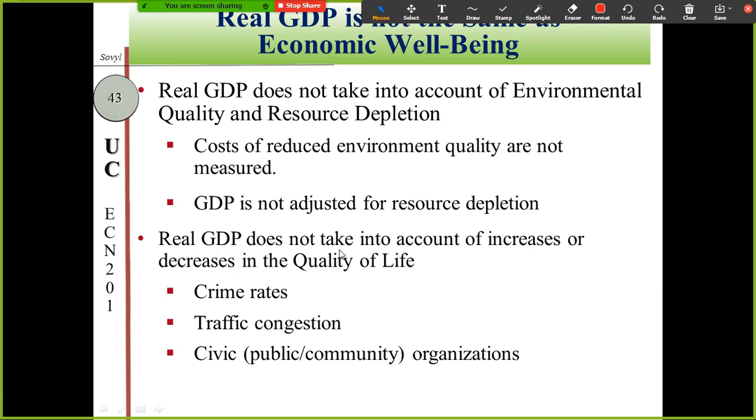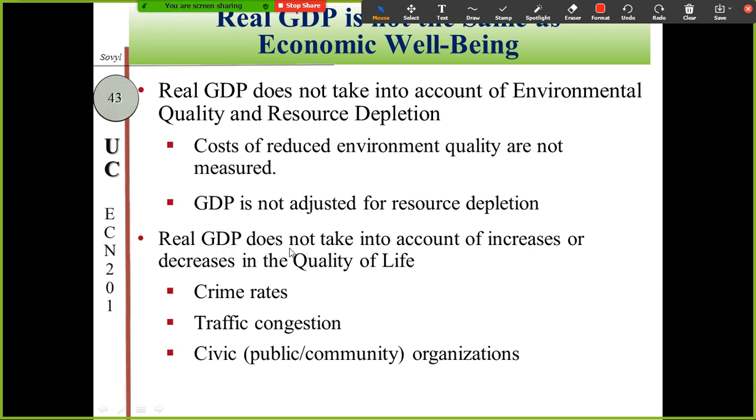Real GDP does not take into account increases or decreases in the quality of life. For example, whether a country has a higher crime rate or not. If the crime rate is higher, it means that the country is not really secure. That's why people living in this country tend to feel scared or at risk all the time.